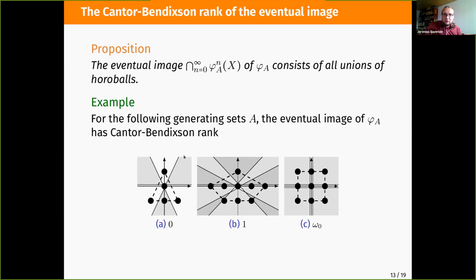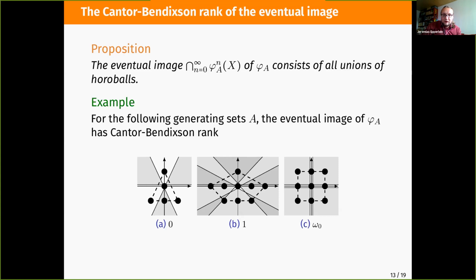And if you look at the following examples, so these are three generating sets. This one has 3 points in the convex hull. This one has 5 points in the convex hull, and this one is a square. And you look at the Cantor-Bendixson rank of the corresponding eventual image. In this case, you get 0. Here you get 1, and here you get omega 0. So this means here, in the first case, our eventual image is actually perfect. So this doesn't have isolated points. In the second image, you get isolated points, but if you remove them, a Cantor set remains. And in the last example, you can remove the isolated points, but the new space again has isolated points, and you have to remove them omega 0 times. And if you then take the intersection, you remain with something perfect.